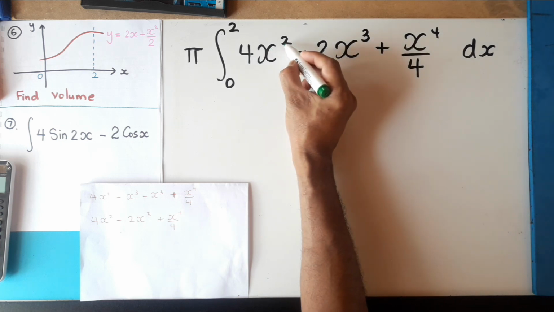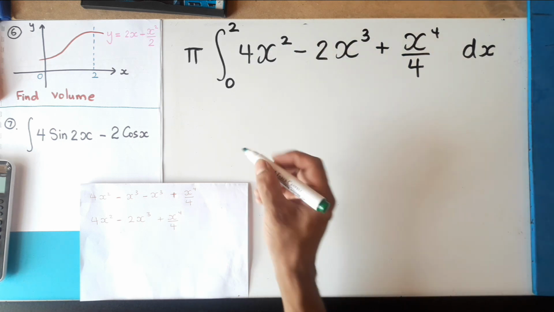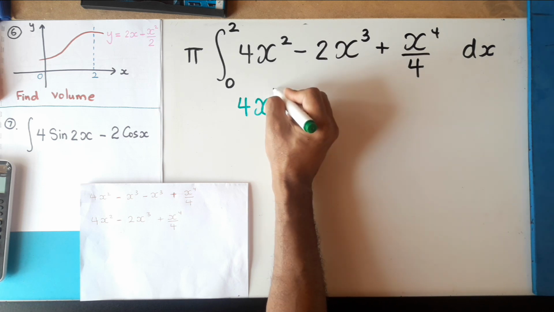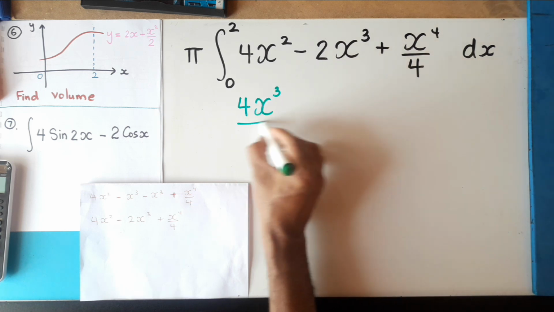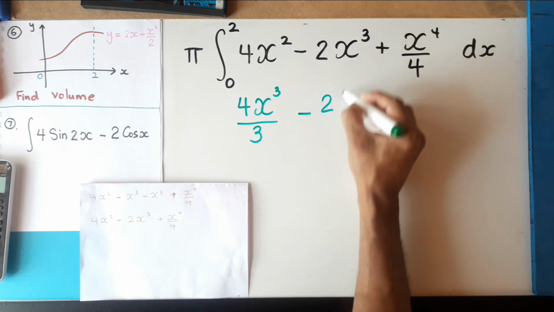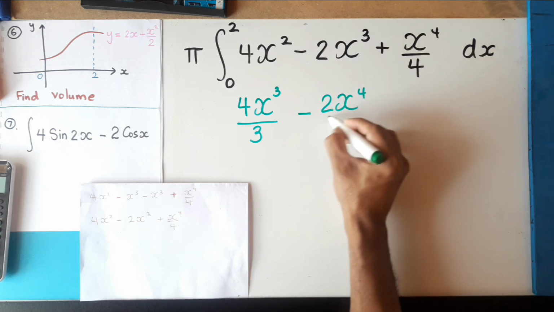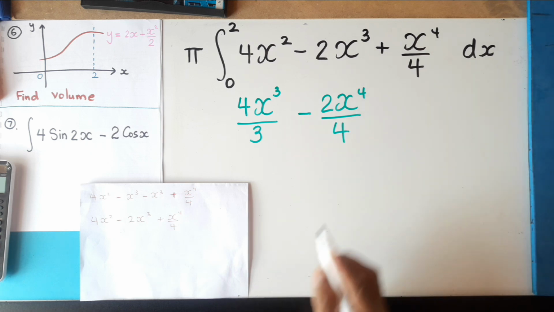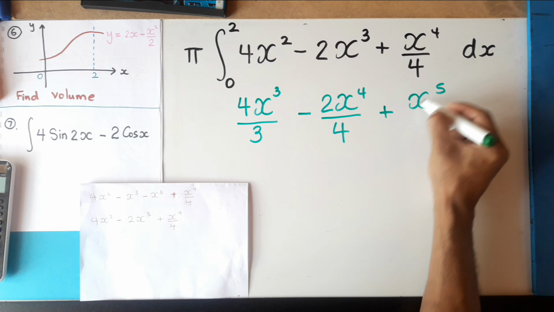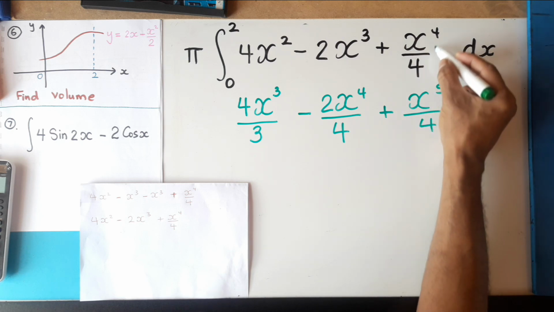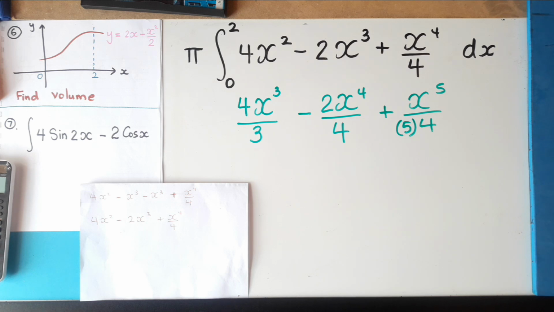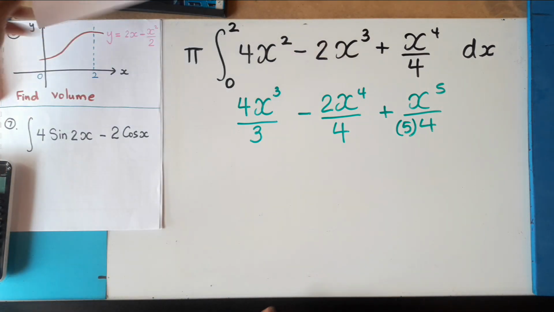Let's integrate this. Remember, you add 1 to the power and divide by the new power. So for this, we will get 4, add 1 to the power, you will get 3, and divide by the new power. For this one here, add 1 to the power, you will get 4, divide by the new power. This one here, add 1 to the power, we will get 5. Remember, there's a 4 here, and we have to divide by the new power, so the 5 meets the 4. So let's just quickly simplify this.